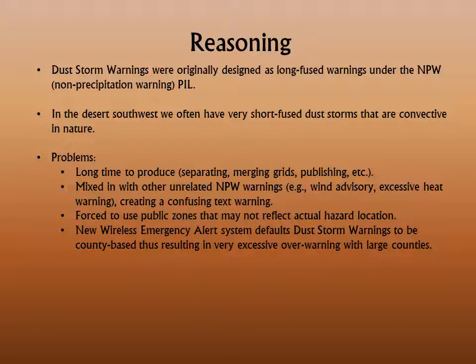Lastly, the recent development of the Wireless Emergency Alerts, WEA, or cell phone alerts, in 2014 led to another issue. Dust storm warnings have been upsized to counties for the purposes of these wireless alerts, often resulting in extreme overwarning, particularly in the case of very large counties, which are common in the western United States. This typically causes cell phones to sound the alert as much as 200 miles away from the actual threatened area, thus undermining the entire purpose of the WEA and prompting the public to turn them off.